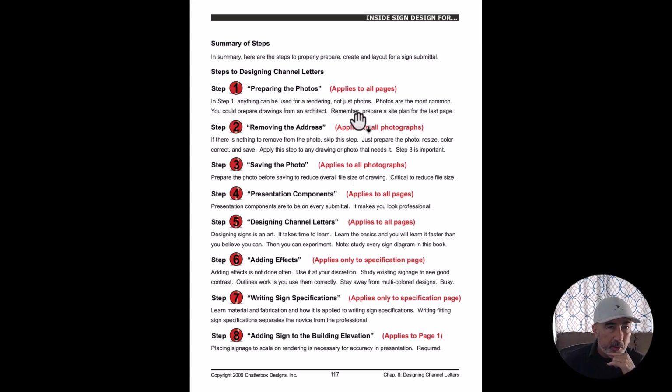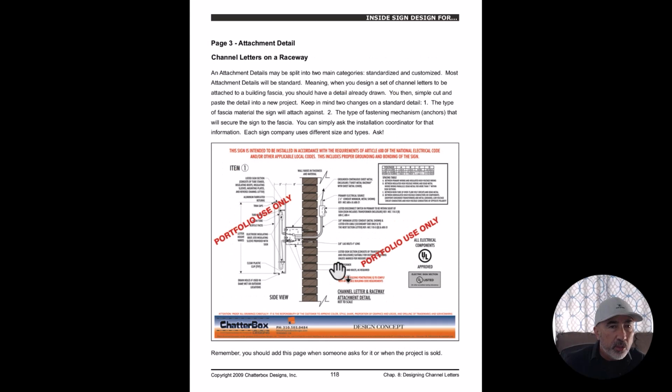And how I prepare the photos, removing the address, saving the photo, presentation drawings. These are step-by-step, all the things I do, designing the channel letters. And you don't have to follow these steps. You can do the channel letters first. You can prepare the photos last. But when you have to build the drawing, you've got to have the photos prepared. So that's channel letters on a raceway.